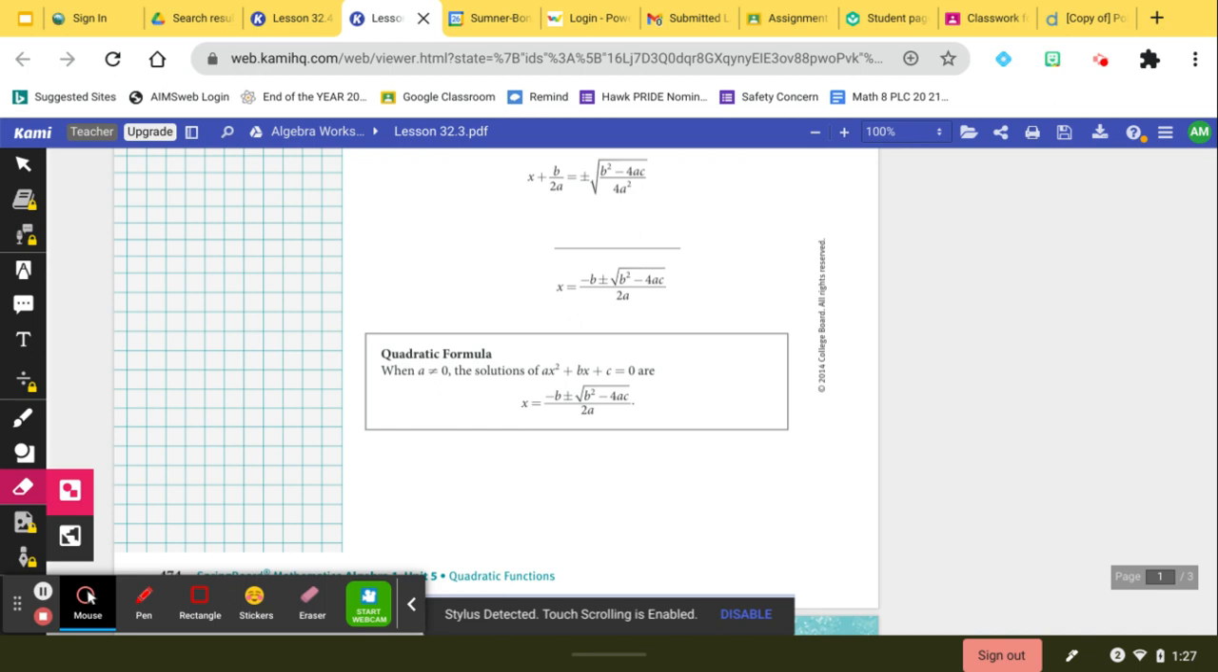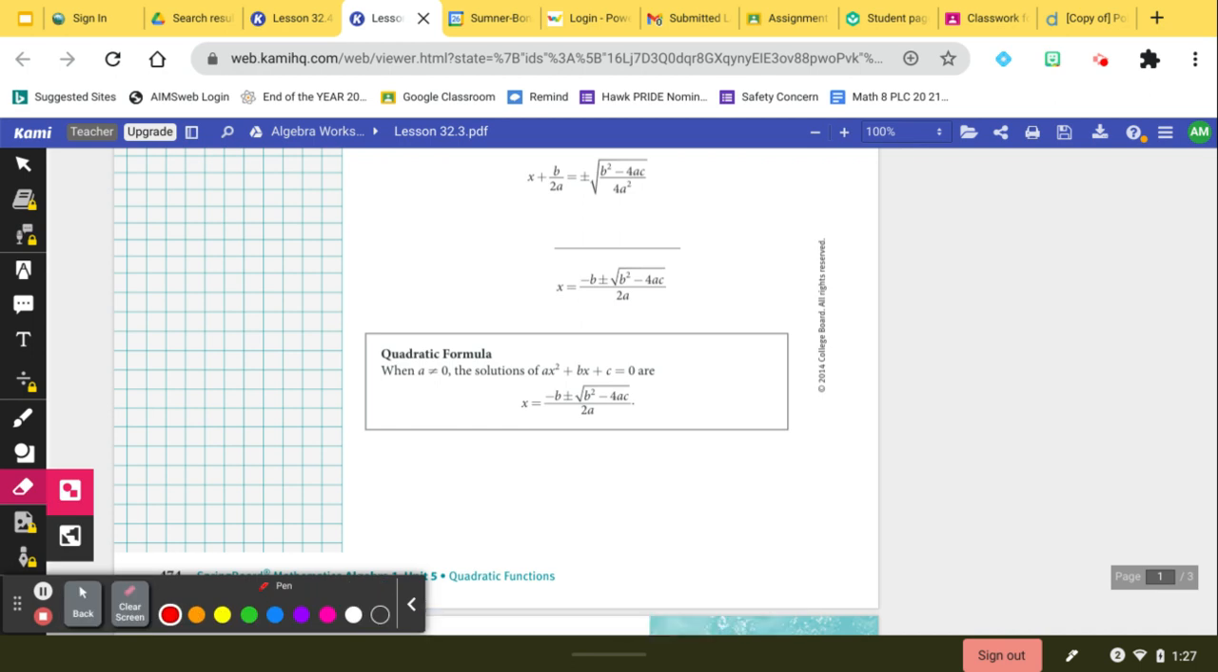So the quadratic formula, and if you don't have this written out, you should write it out in your math notebook. The quadratic formula is x is equal to negative b plus or minus the square root of b squared minus 4ac all over 2a.